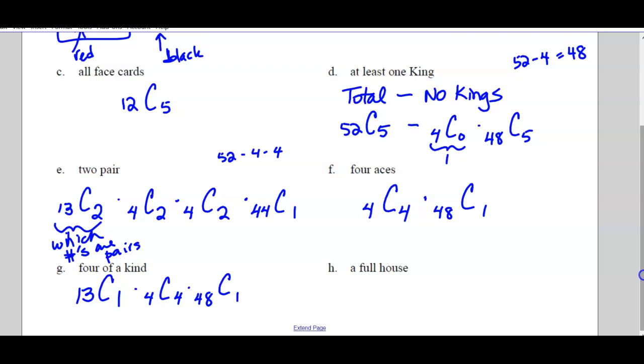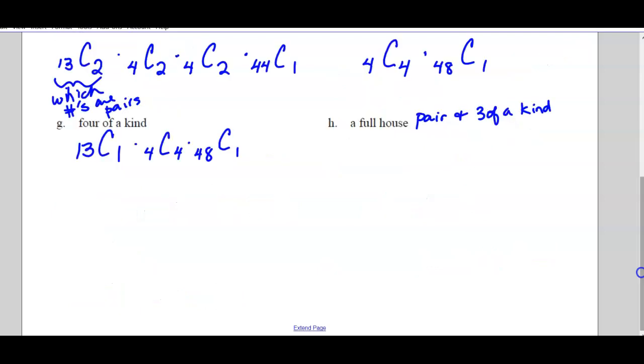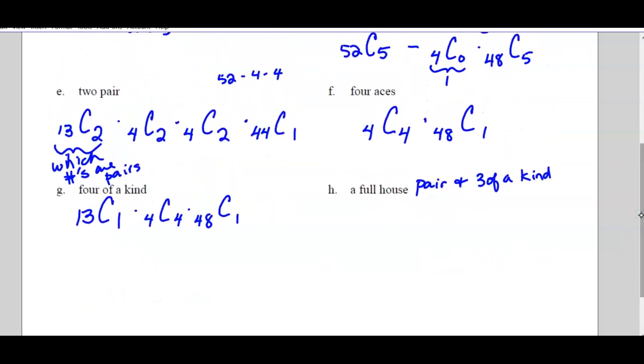So, full house, you may not know. It is a pair and a triple, a 3 of a kind. Okay? It's kind of similar to the last one. Let's do the pair and the 3 of a kind.